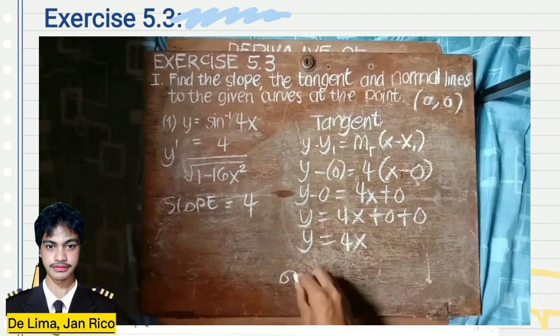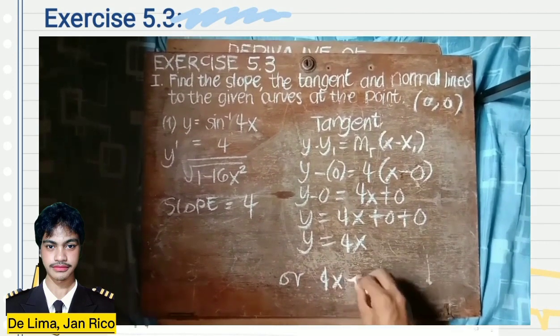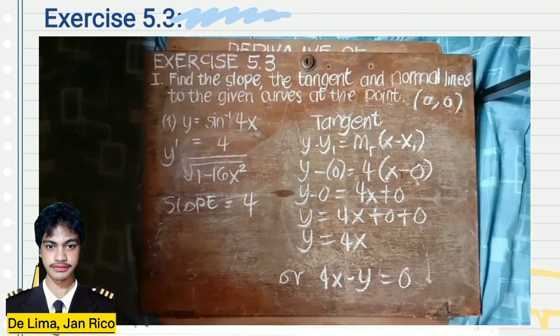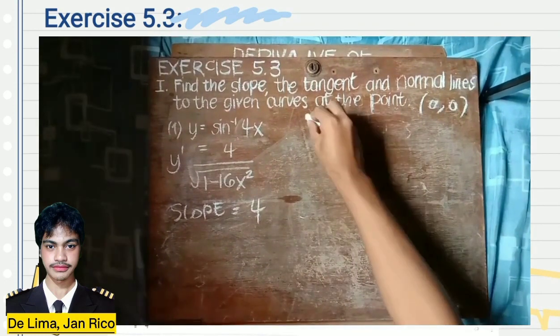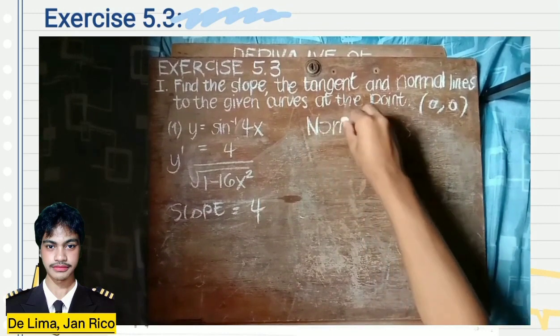Or, 4x minus y is equals to 0. So, this is the value for the tangent line, which is y is equals to 4x, or 4x minus y is equals to 0. And the last one, we have the normal lines.